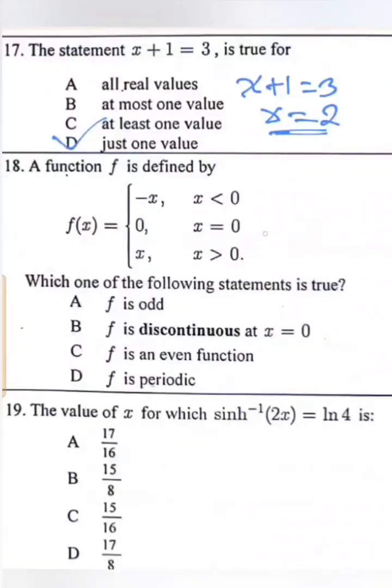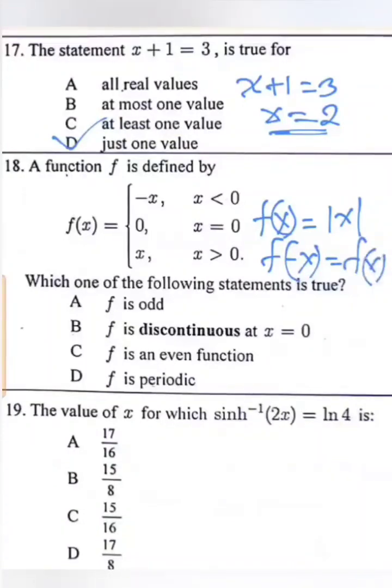If you know the definition of the absolute function, this function is actually the piecewise form of the function absolute value of x. And absolute value of x, one characteristic about it is that it is symmetrical about the y-axis. So f of negative x would always give you f of x. And so that function would be an even function. When you look at the options that we have, which one of the following statements is true?